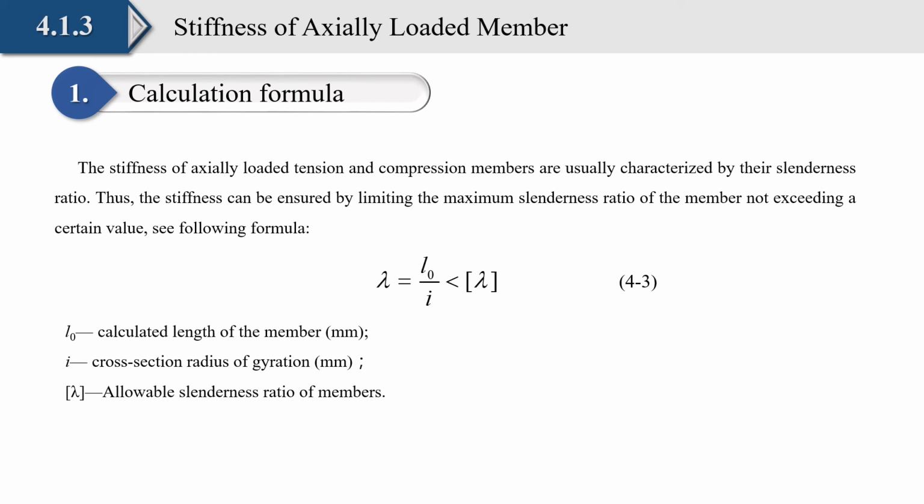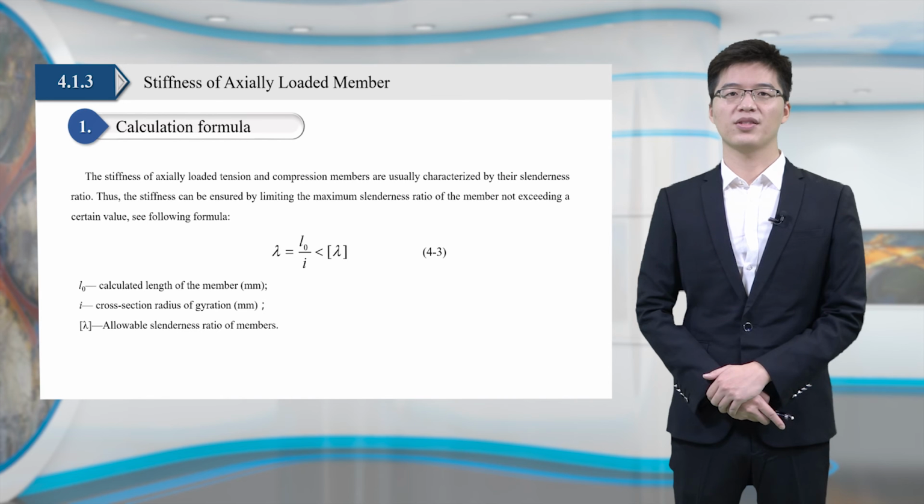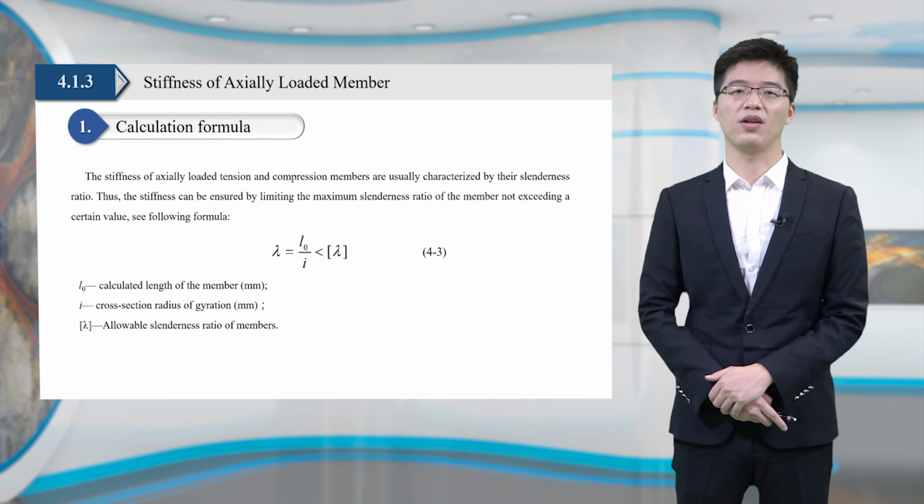Next, let's study the contents of the stiffness of the axially loaded members. In order to ensure the normal serviceable function, a minimum stiffness is stipulated for an axially loaded member to prevent undesirable lateral movement or excessive vibration. The stiffness of axially loaded tension or compression members is usually characterized by their slenderness ratio.